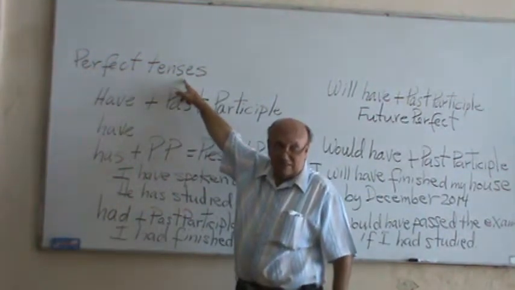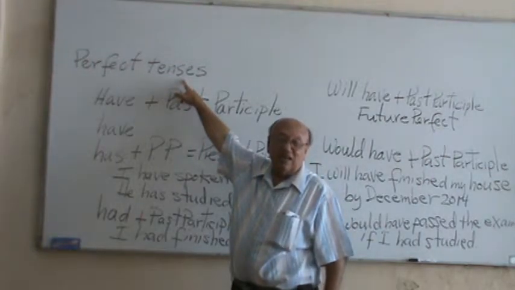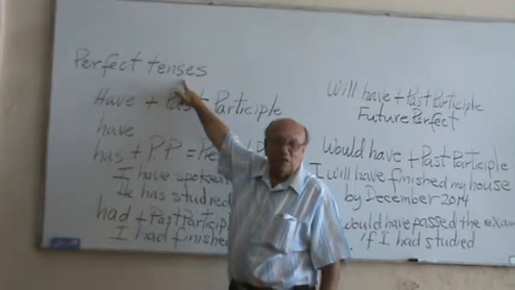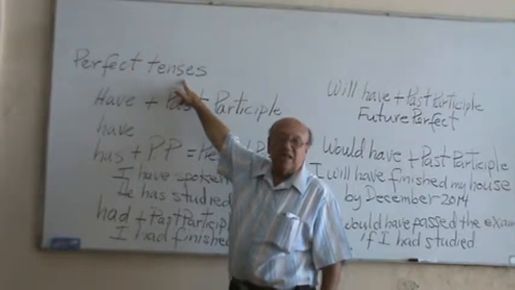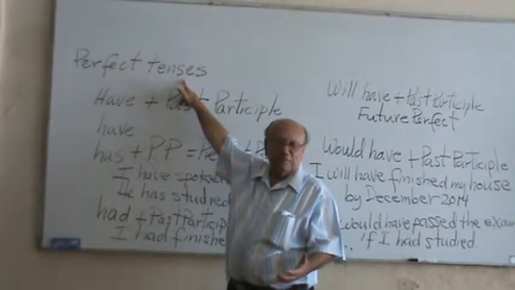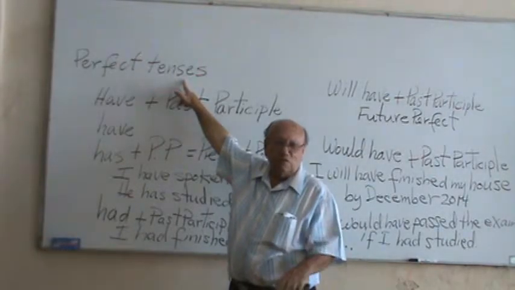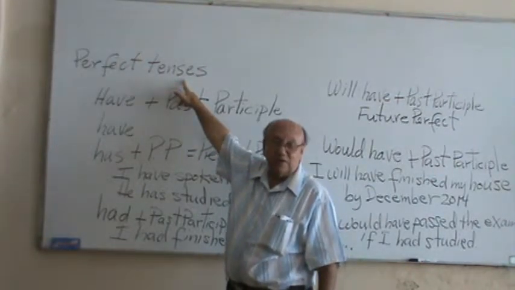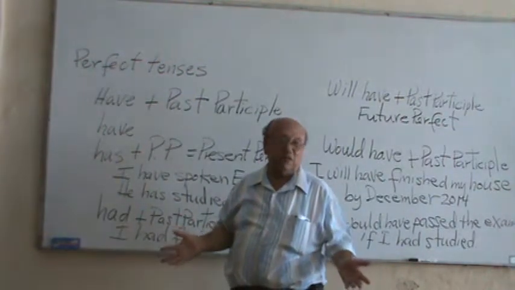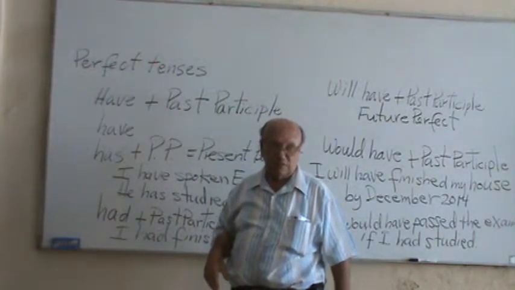Perfect tenses. Perfect tenses is like when we say in Spanish, tiempos perfectos. Okay? In Spanish, we have 4 tenses. According to Andres Bello, it's a good person about grammar in Spanish. Presente perfecto. We call it antepresente in Spanish.